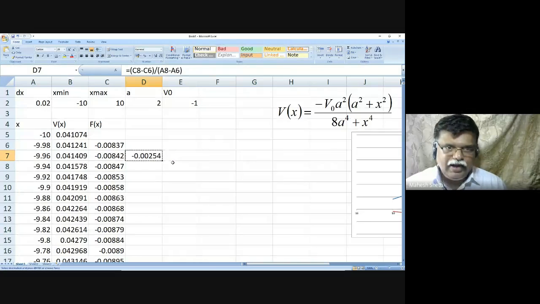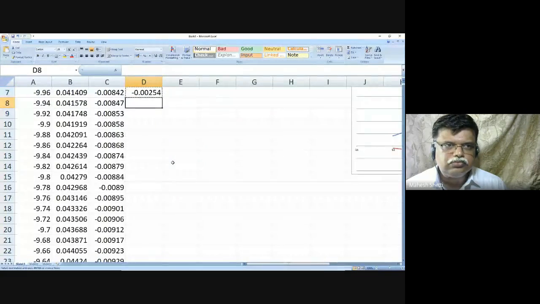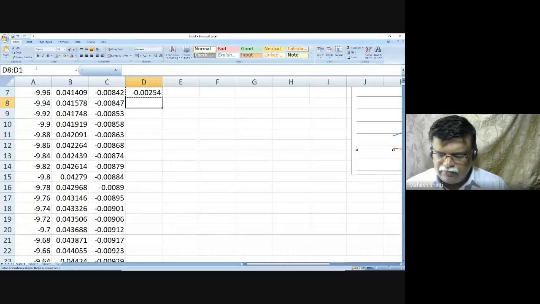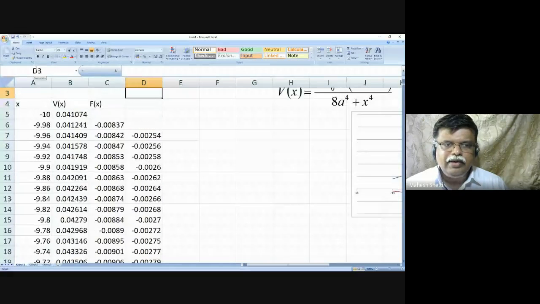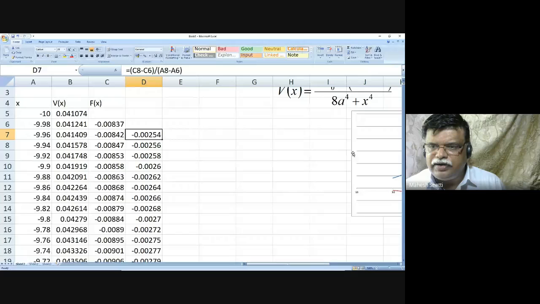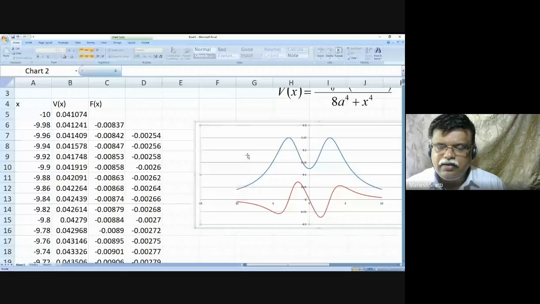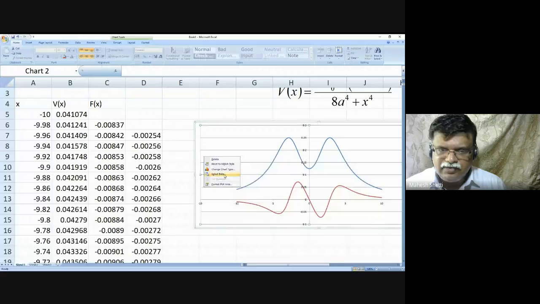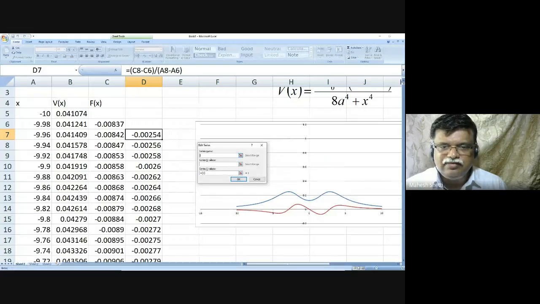Okay, and I can do that up to E1003. Okay, and then if you want, I can plot that. Let us select this chart, bring it here, select the data, add new series. I will say second derivative.